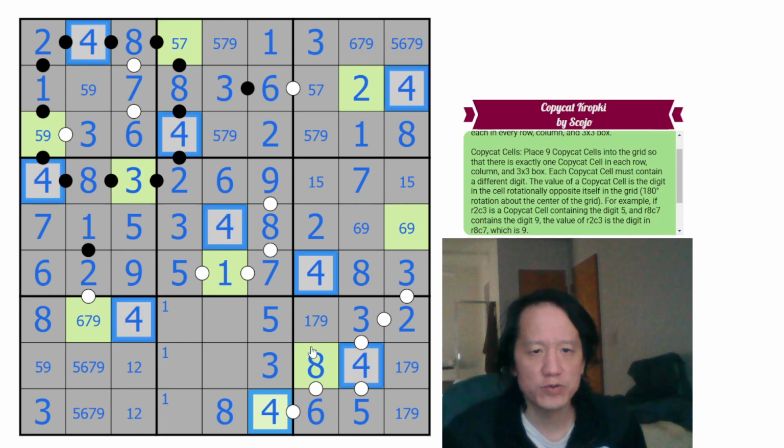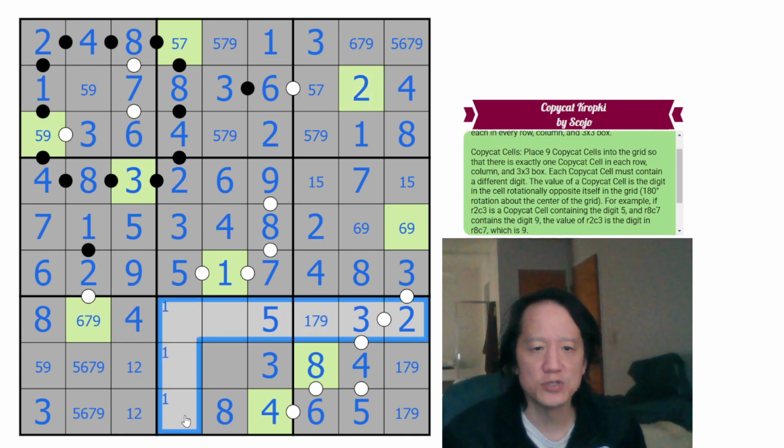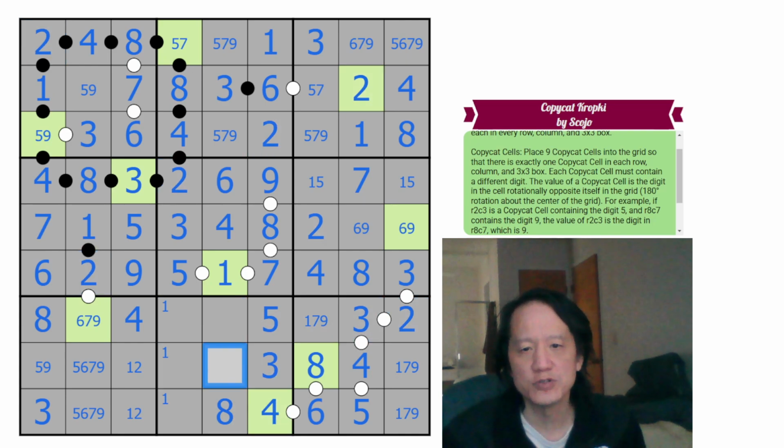What about 4s? We got all the 4s. I think we don't have all the... Oh. This can't be 2. This can't be 2. This can't be 2. So from Sudoku, this must be a 2, which makes that a 1, which makes this a 2. This can no longer be 1. This can no longer be 1.